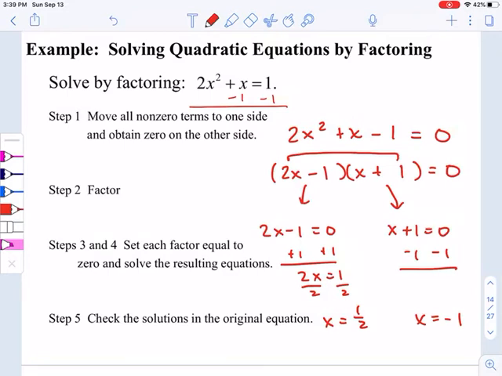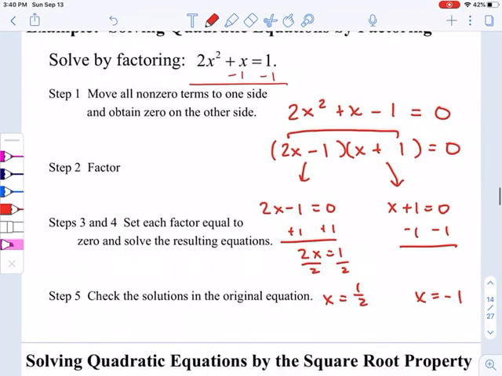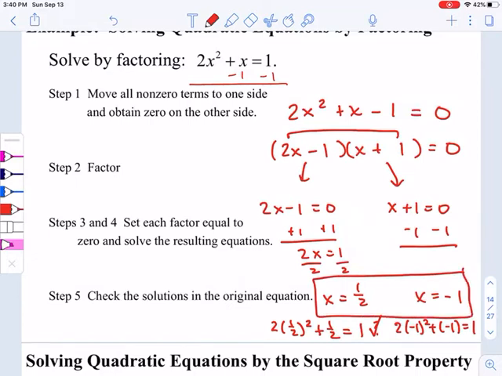And then they want us to double check it. If I were to plug in a 1/2, I would have 2 times 1/2 squared plus 1/2. Is that equal to 1? Well, 1/2 squared is 1/4. 1/4 times 2 is a half. A half plus a half is equal to 1. Yep, that works. If I plug in a negative 1, 2 times a negative 1 squared plus a negative 1, is that equal to 1? Excuse me. Negative 1 squared is a positive 1. 1 times 2 is 2. 2 added with a negative 1 is equal to positive 1. Both of my solutions work. So I have x is equal to 1/2 and x is equal to negative 1.